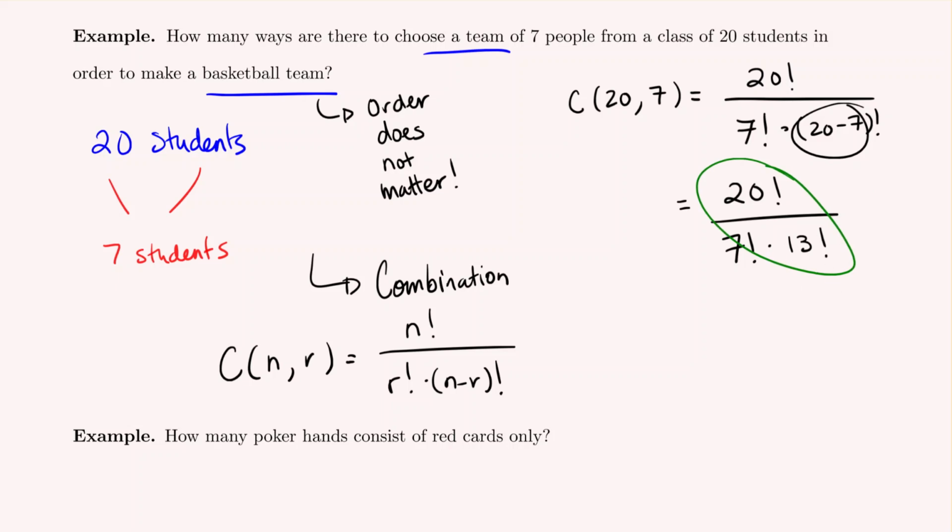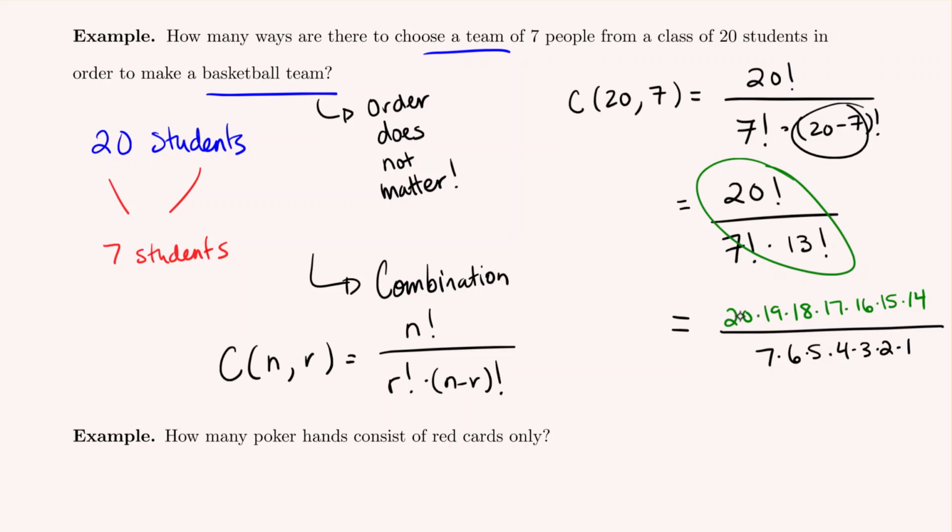In fact, these two will cancel together until all that we're left with at the top is 20 times 19 times 18 times 17 times 16 times 15 times 14. 13 and below is shared, so they cancel. The bottom was 7 times 6 times 5 times 4 times 3 times 2 times 1. This term, the 13 factorial, canceled with the 13 factorial that was part of the 20.